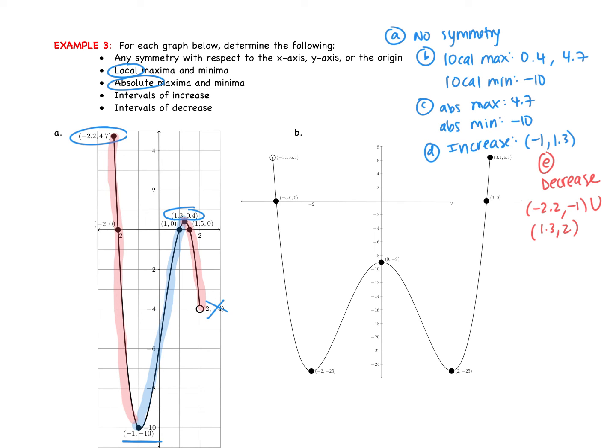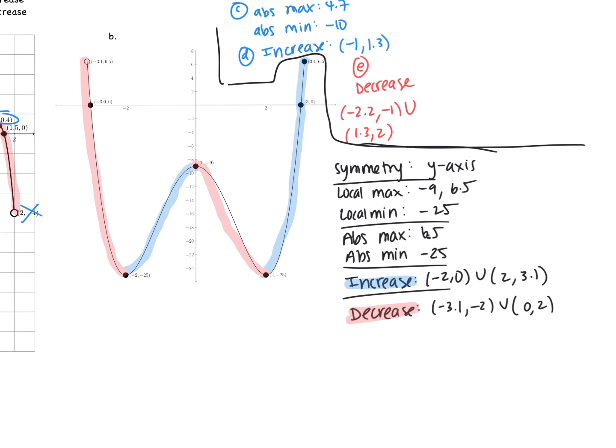Okay, you right now do B. Answer those same 5 questions for the graph in B, please. My answers are in black. So this does show symmetry with respect to the y-axis. If we were to fold this on the y-axis, it would be symmetric. There are 2 local maxima. So any peak is a maximum. This right here is a maxima at negative 9. That is also a maximum at 6.5. There's 1 local minimum. Well, really there's 2, but they have the same y value.